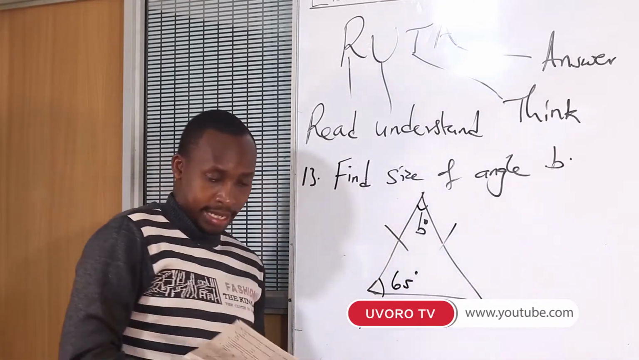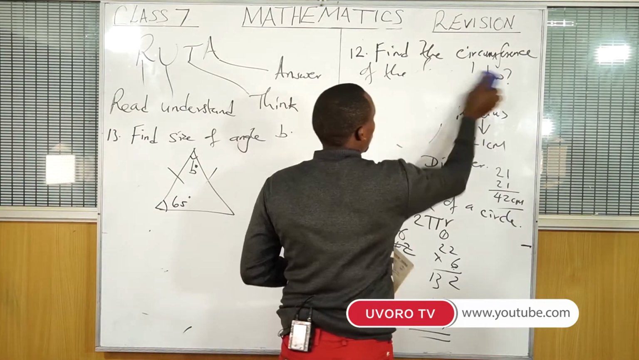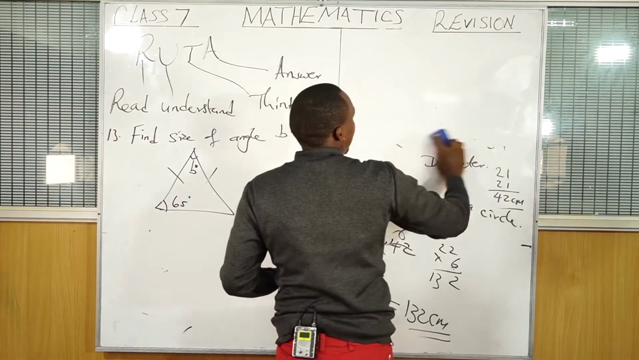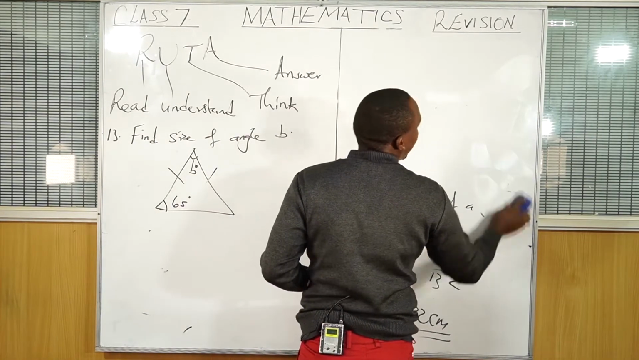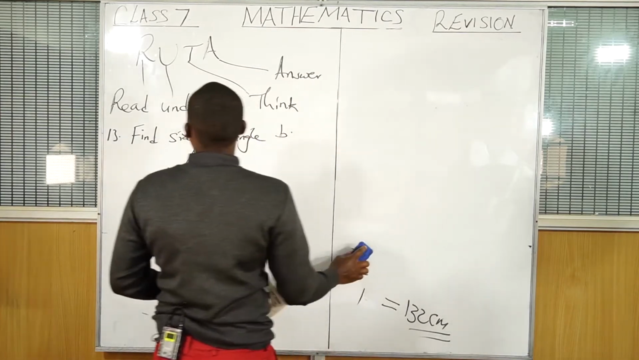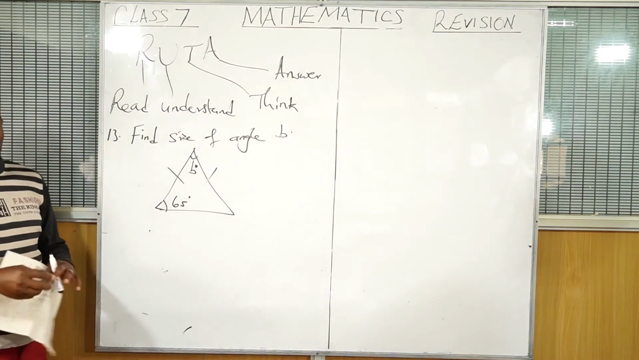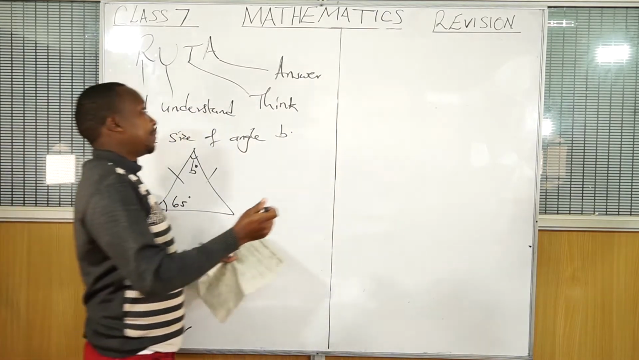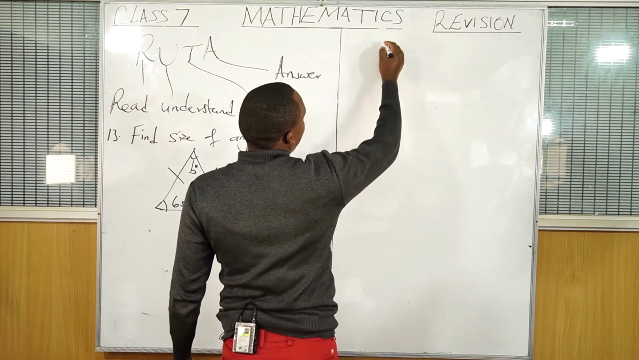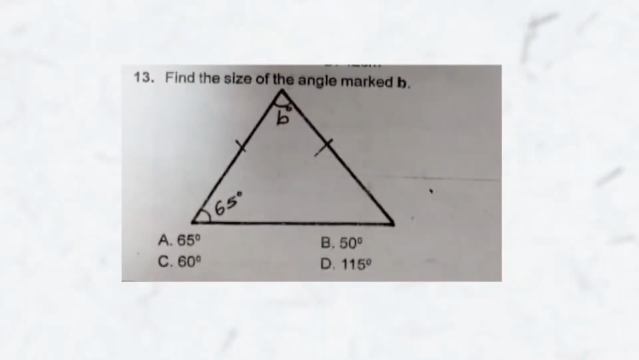Now class, before we continue, we have said that we must use our formula that was ROUTER, which means we'll start with R, which means that we are supposed to read the question. Now let's read the question once again. Find the size of angle B. Now, somebody tell me, before we go to thinking, we must understand: what is the name of this triangle?